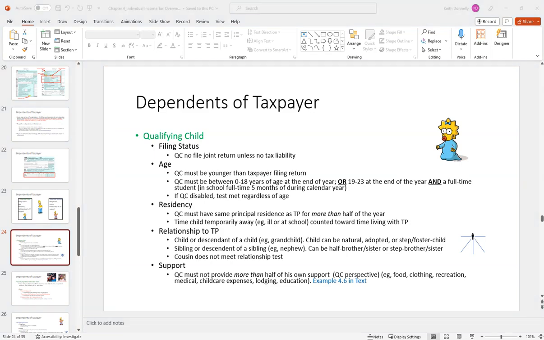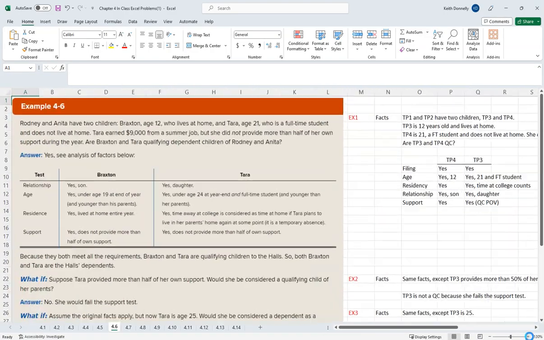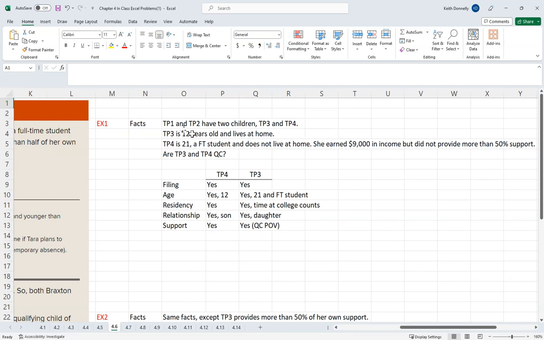So let's look here at 4.6. They're giving us some information. We have husband and wife. They have one kid who's 12 who lives at home, another kid who's 21 away at school and makes $9,000 in income. Neither of them provide more than half of their own support. Are the kids, kid 1 and kid 2, qualifying children?